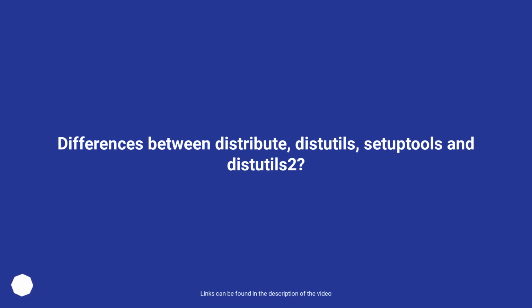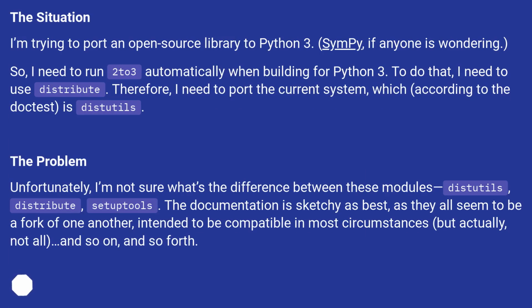Differences between distribute, distutils, setuptools and distutils2. The situation: I'm trying to port an open source library to Python 3. Simply, if anyone is wondering, I need to run 2to3 automatically when building for Python 3.